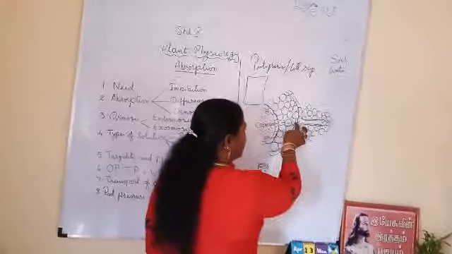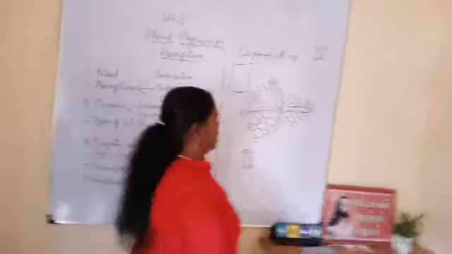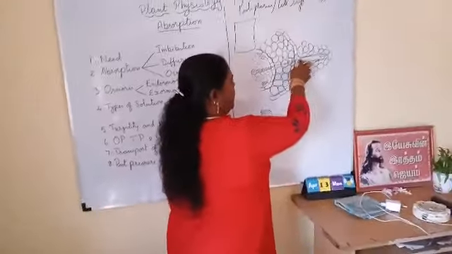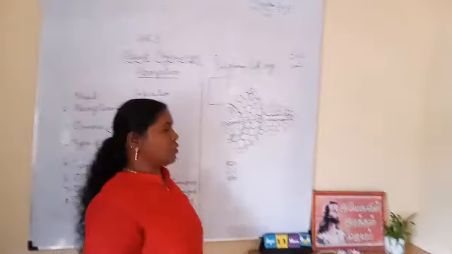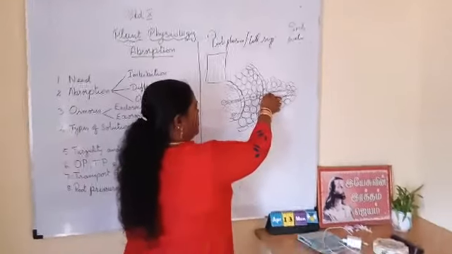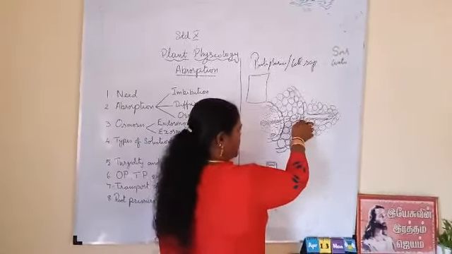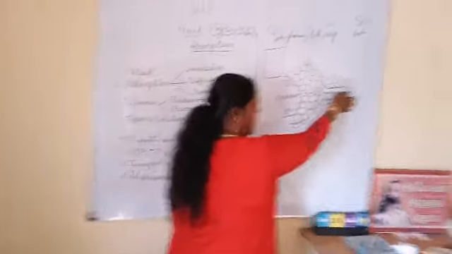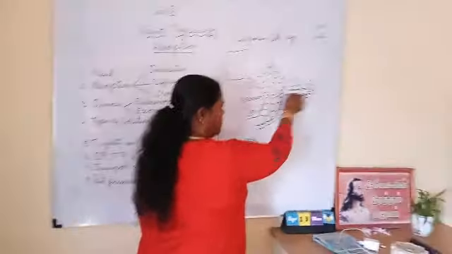Now if you compare the root hair and the adjacent cell, the root hair cell contains more water and the adjacent cell contains less water. So water moves from higher concentration to lower concentration, and it enters into this cell by the same process. From this cell to this cell, from this cell to this cell, through all the cortical cells.